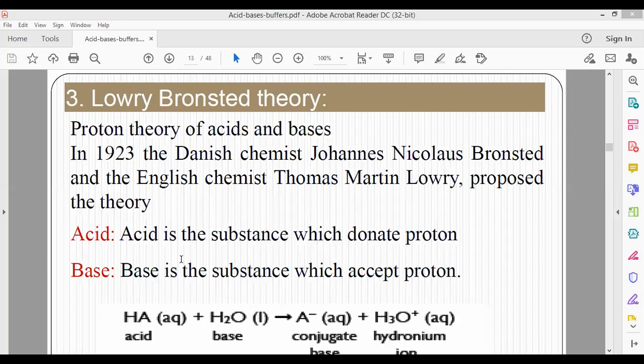This is a repeat question. Sometimes they ask which theory is called a proton theory, which theory is called an electron dissociation theory. See, this Lowry Bronsted theory is called a proton theory. According to Lowry Bronsted, what is meant by the acid and what is meant by the base? So who developed this Lowry Bronsted theory? In 1923.